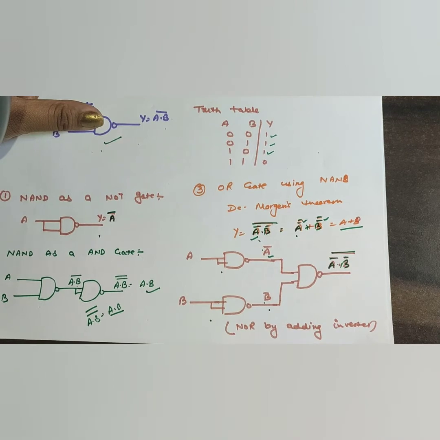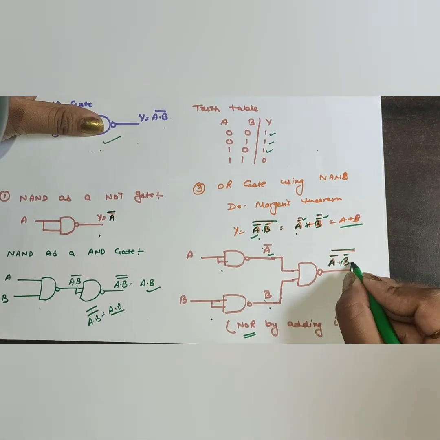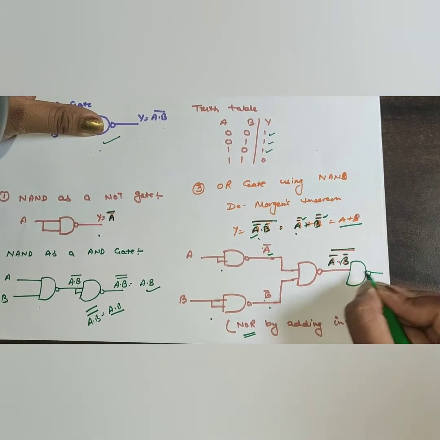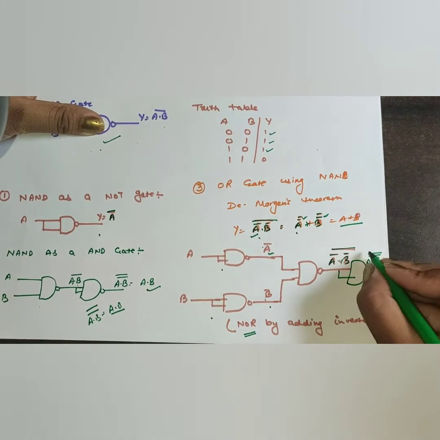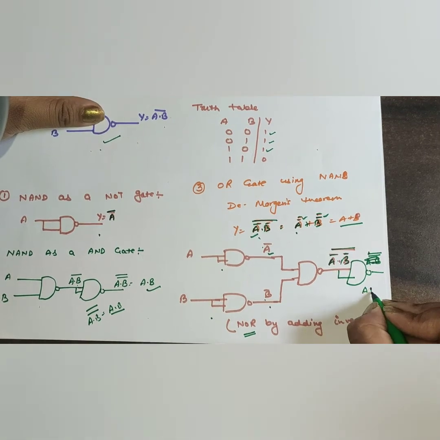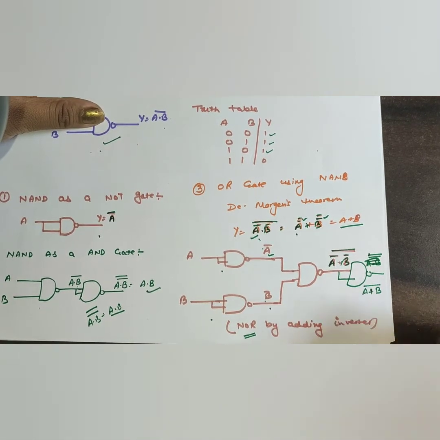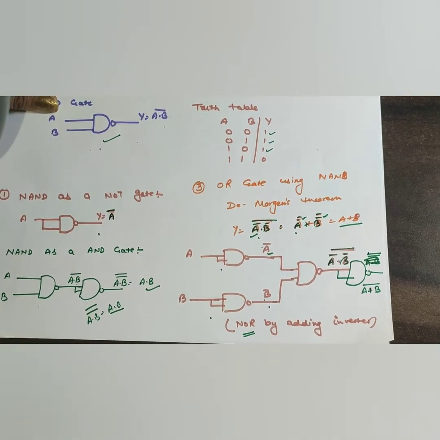Now if you want to make a NOR gate using NAND gates, you simply have to use an inverter. So it will be (A dot B) whole bar, and this will be (A plus B) whole bar. So this will be the NOR gate.